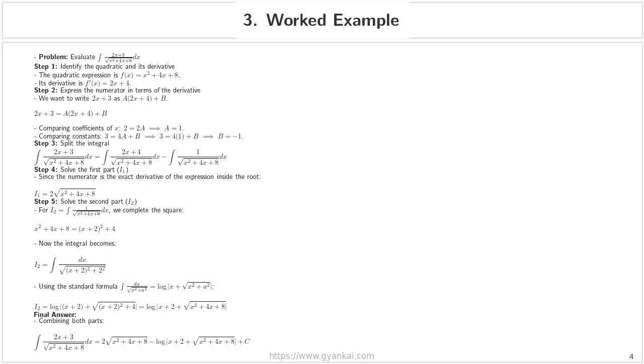And there you have it. We've successfully evaluated this integral using the method we've been building up over the last few slides. Remember to review the common mistakes on the next slide to avoid those pitfalls.